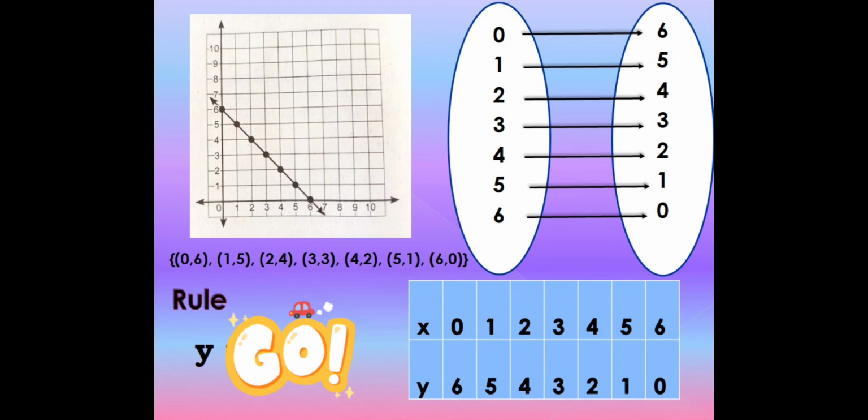When x is 0, y is 6. When x is 1, y is 5. When x is 2, y is 4. Now, what is the rule? Think, think, think. You're right. The rule is y = 6 - x. Now, do you have any questions on how to illustrate a relation and function? Are you sure?